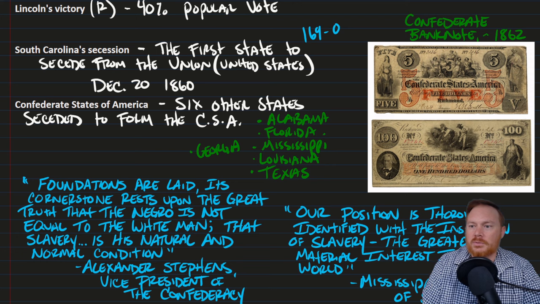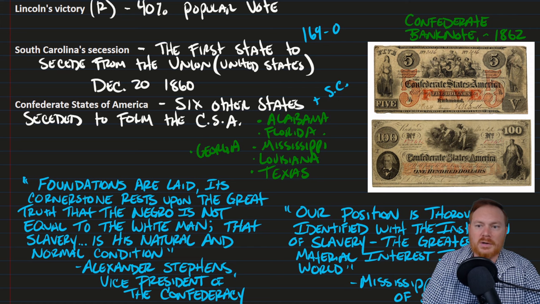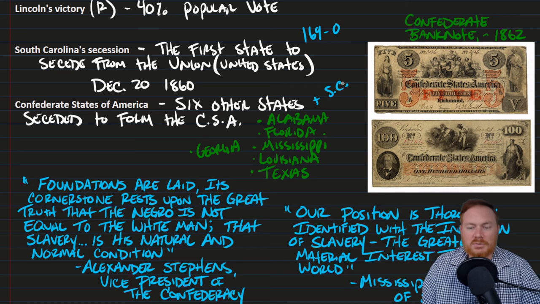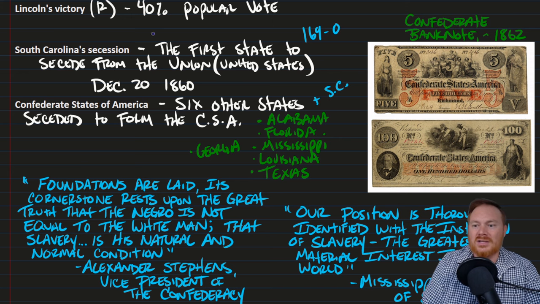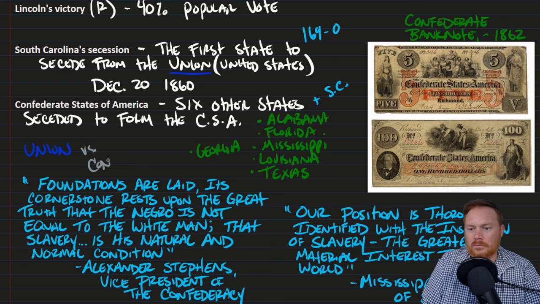Right? Maybe we'll just put plus South Carolina. Formed the Confederate States of America, which established itself as a separate entity from the United States. So when we say it was the Union versus the Confederacy, that is where these two terms come from, right?